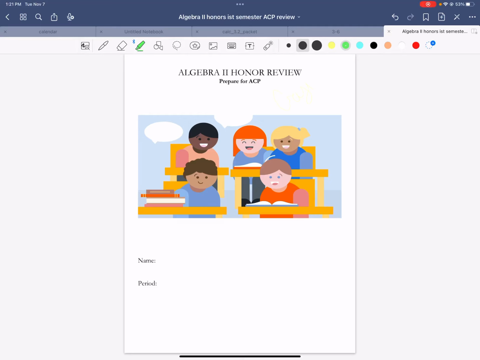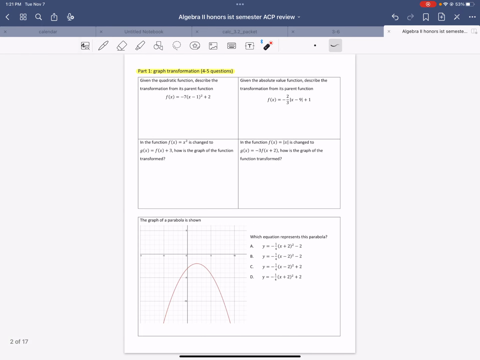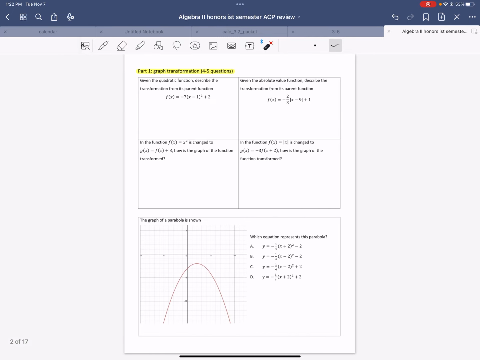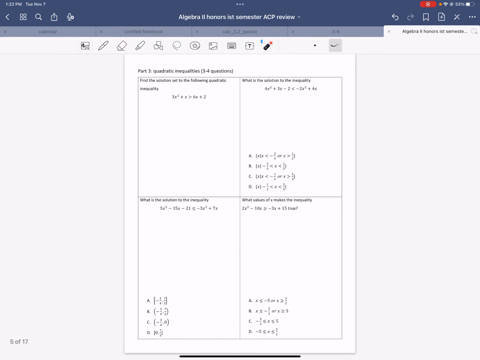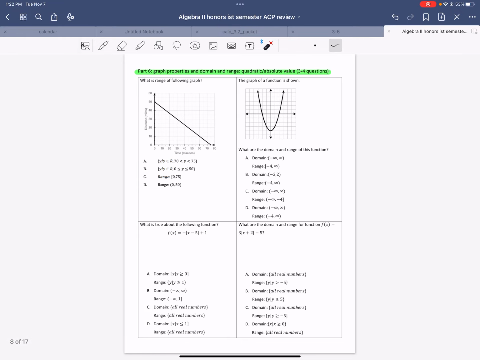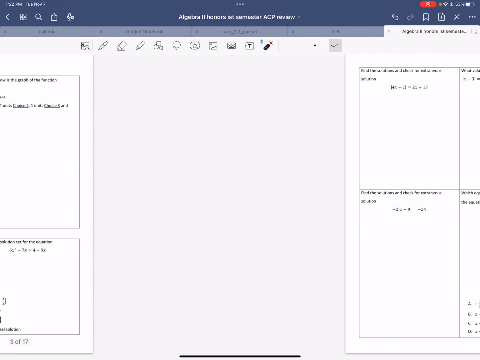Hello guys, welcome back to algebra class, and this time I will go over this review. You're going to review everything that you have learned in the first semester of algebra. I will go over maybe part 1 and some other parts, but part 2 through part 4 I believe we're going to do in class. I just want to go over part 1 and part 5 in this video, okay? So let's do this one.